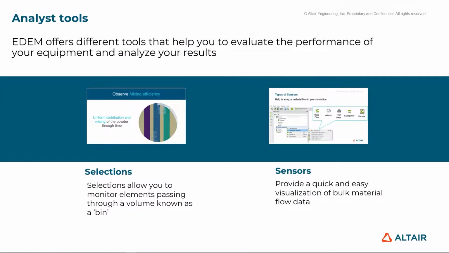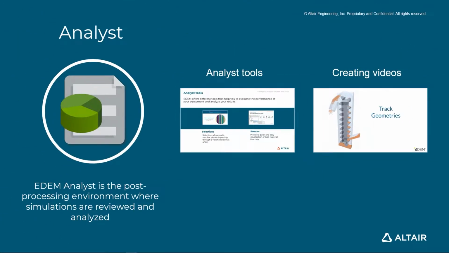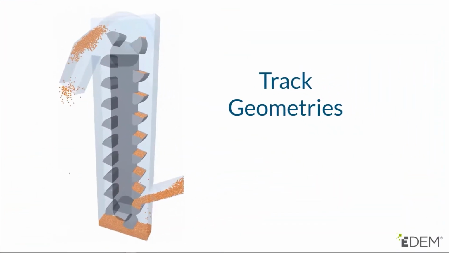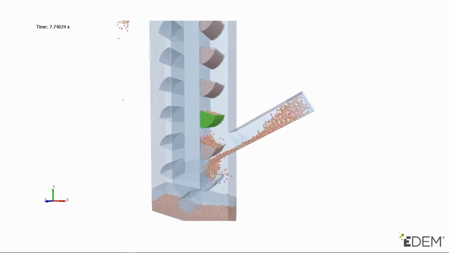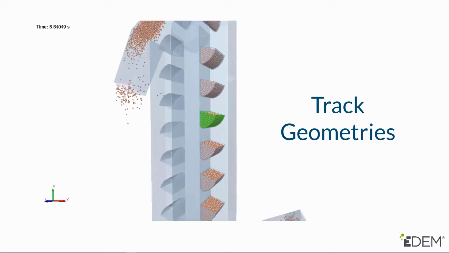And finally, let's check the last point, that is how you can create videos in EDEM. EDEM has the ability to track a geometry, and this is very helpful when your simulation includes many moving parts and you are interested in one specific object. For example, here, the green bucket.